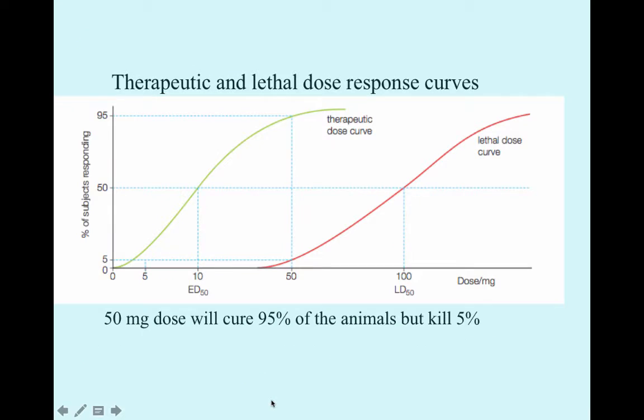Okay, so looking at a picture that might better represent this, all right, here we have our therapeutic dose curve, and here we have our lethal dose curve. Okay, a 50 milligram dose is going to cure 95% of the people. That's good, right? Unfortunately, it's going to kill like 5%. Right? So you really have to balance these two in describing and determining the effective dose and the dose parameters.